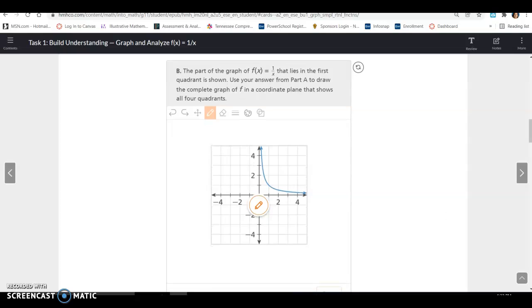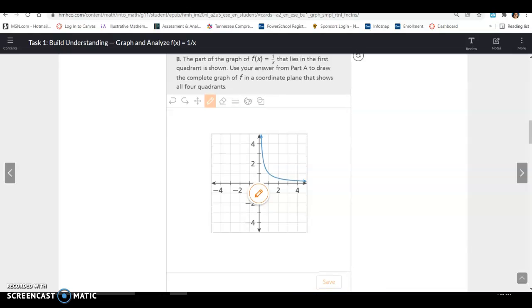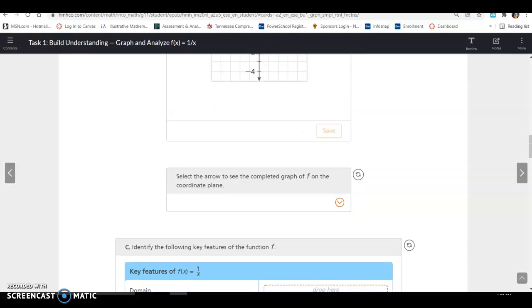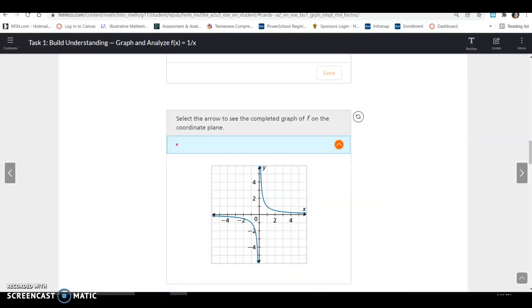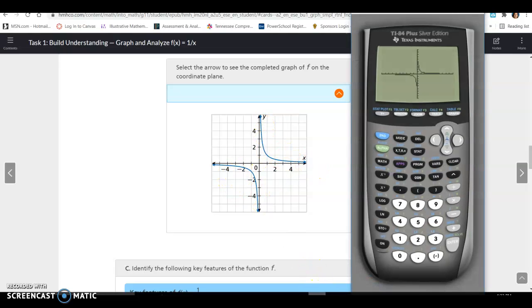All right, so the part of the graph of f of x equals 1 over x that lies in the first quadrant is shown. Use your answer from part A to draw and complete the graph of f in the coordinate plane that shows all 4 quadrants. Okay, so I graphed that on the calculator, and it's going to look like this. So the difference of this and what I have on the calculator is this is a table of 10 by 10, and it looks like they've got 5 or 6 by 6 here. So it's just a little bit more blown up. Same graph though.